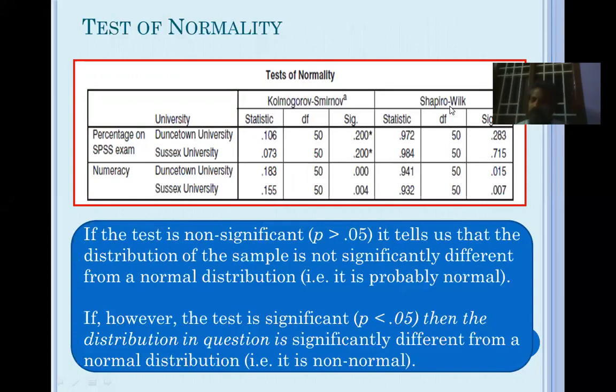Otherwise, there is something called kurtosis and skewness. If the value of kurtosis or skewness is between -1 and +1, then you can say that the data is normally distributed. So there are a few ways.